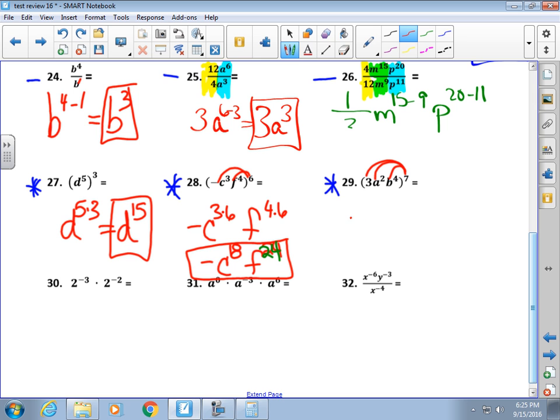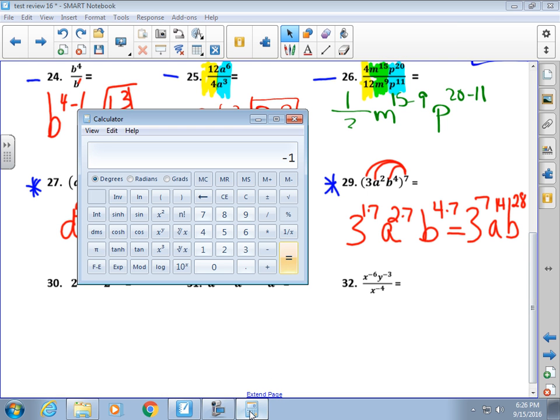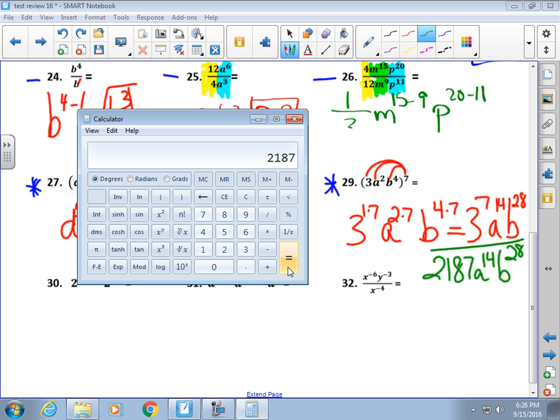So my first base is 3, and that's a 1, so 1 times 7. My next base is a, that's a 2, so 2 times 7. And my final base is b, it's raised to the 4th, so 4 times 7. So my final answer is 3 to the 7th, a to the 14th, b to the 28th, and since I have a constant number raised to a power, I open up my calculator. 3 raised to the 7th power equals 2,187. So I would simplify this as 2,187, a to the 14th, b to the 28th.